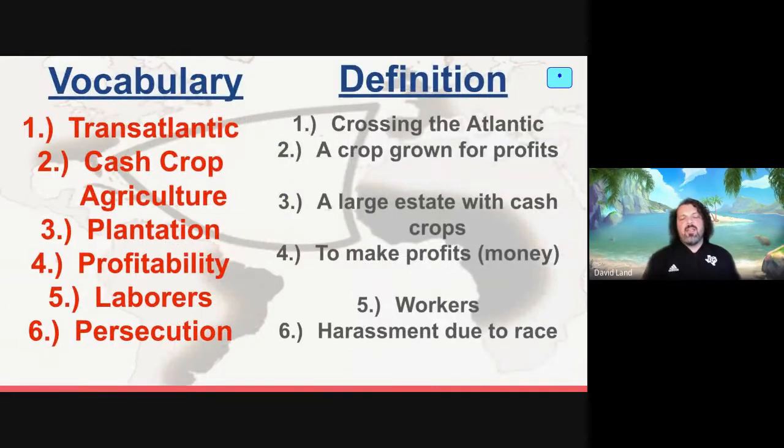So let's dive in. First things first, always, let's start with some vocabulary. I'll read these now for you. Number one, transatlantic. Number two, cash crop, a cash crop in agriculture. Sorry about that. Number three, plantation. Number four, profitability. Number five, laborers. Number six, persecution. Pause me now, get those down on your sheet. Voila, excellent, you did it.